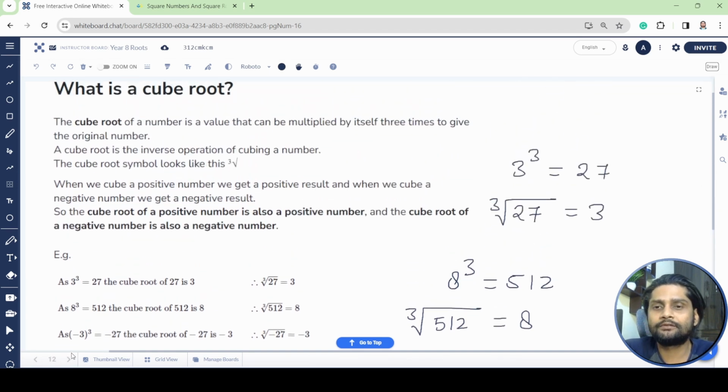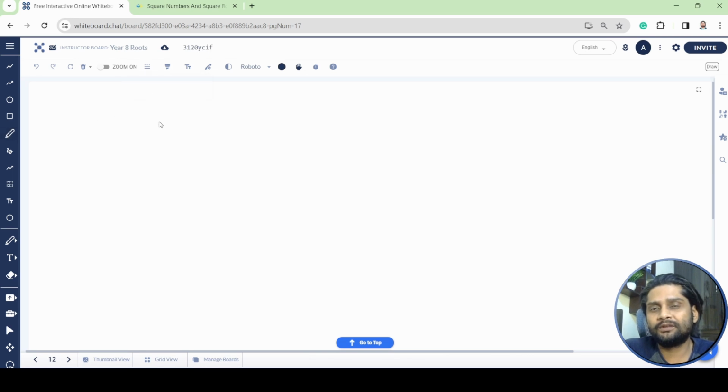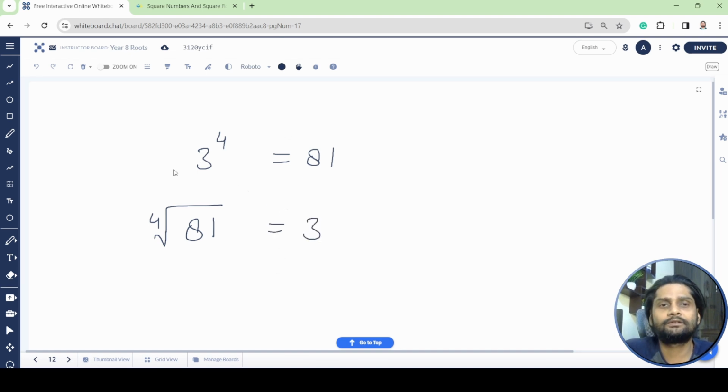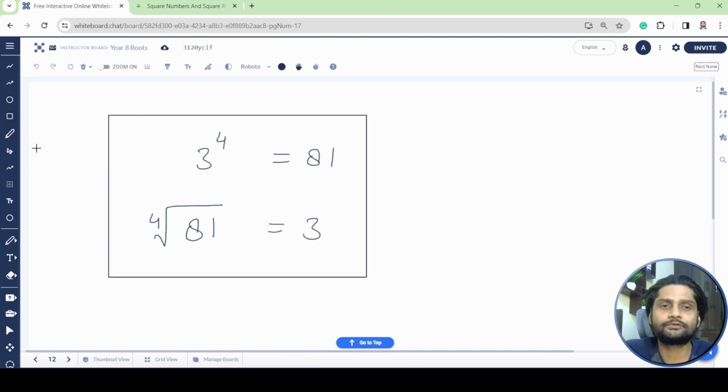So in general, students, if you raise any number to a certain power, let's take a simpler number, say 3 raised to the power of 4, it gives you 81 when you simplify. In the same expression, you can represent that as a root. Because the power was 4, the root will also have an index of 4. So the fourth root of this result is equal to the base that we had earlier. So this is the simple idea about powers and roots.